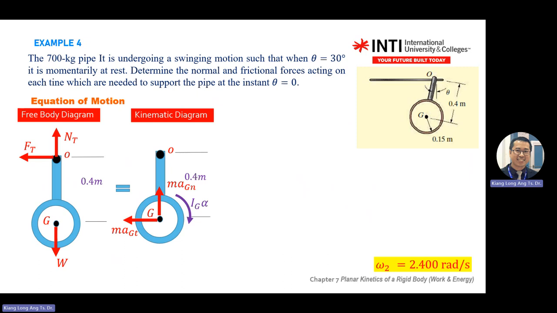Free body diagram, at O, you have Ox, Oy, you have W pointing down, and you have acceleration, because this one swings there, so it's actually a circular motion from the G. If you look at the G, it will swing in a circular motion. So with circular motion, you will have m a tangent direction, m a normal direction. And remember, you have alpha there, I_G alpha, that makes the thing rotate.